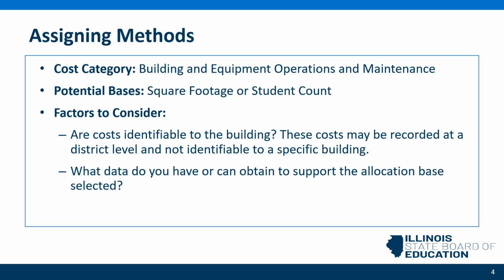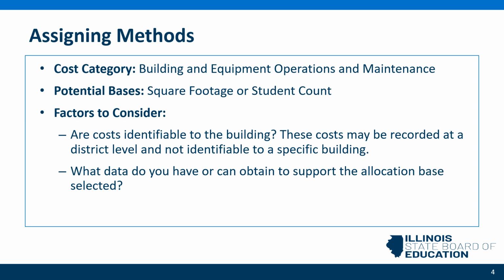When assigning a cost allocation method, it's important to consider the nature of the expense and the best basis for distribution. For building and equipment operations and maintenance, two common allocation bases are square footage, which is distributing costs based on the space occupied for each program, or student count, assigning costs based on program enrollment. Before selecting an allocation method, ask yourself, are the costs identifiable to a specific building, or are they recorded at a district level? If costs are centralized, additional allocation may be needed.